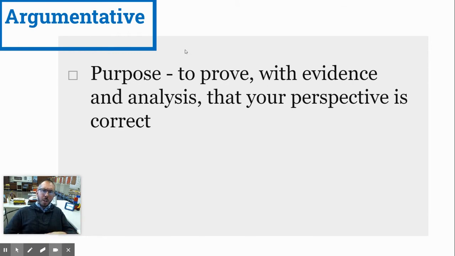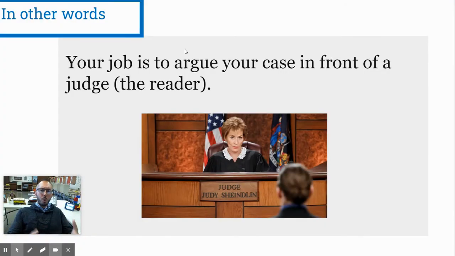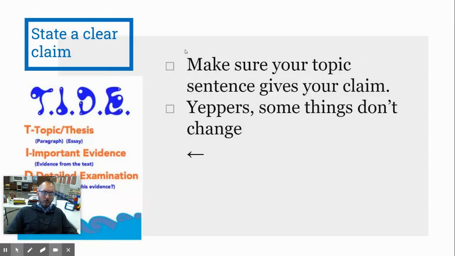You are center stage, and I want you to picture yourself arguing your case in front of a judge. In this case, the judge is your reader. And I would like you to think of your reader as being as skeptical and as caustic as Judge Judy. You can't mess up with Judge Judy. She's going to find your lack of evidence or your bad reasoning. If you don't connect a claim to something, she's going to call you out. I want you to think of your reader being like that. You have to prove to Judge Judy that your claim should be the claim that she's going to go with.